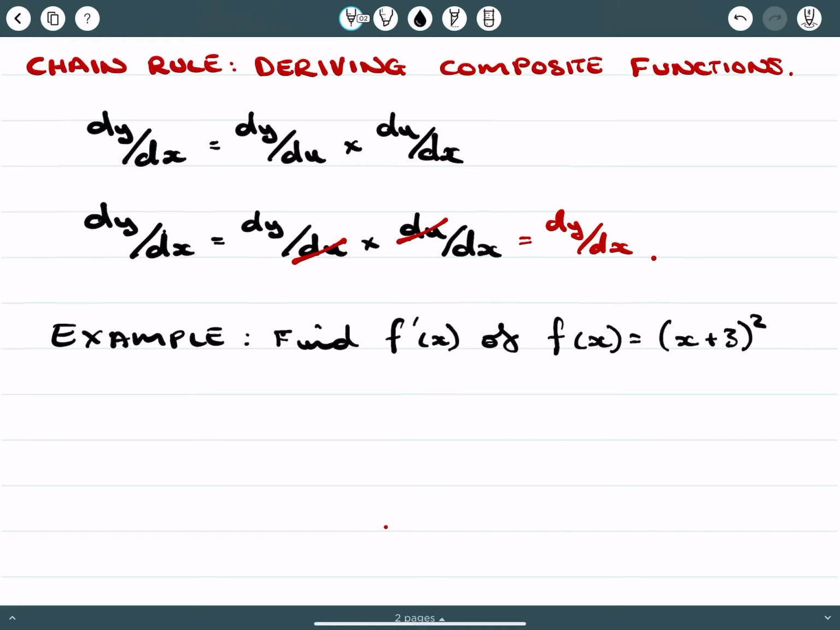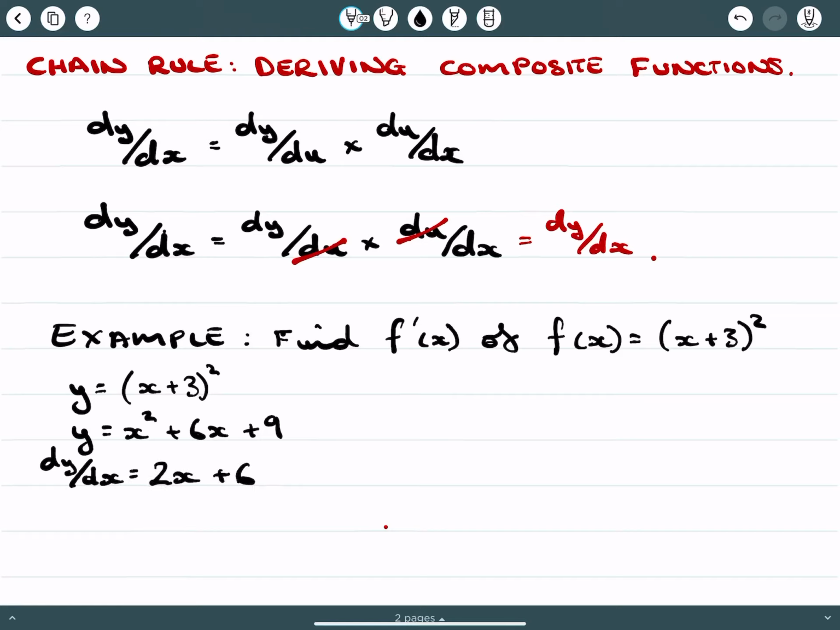If we were asked to find the derivative of f(x), with f(x) equaling (x + 3) all squared, what we may do, and I might just write it in terms of y initially, is write it as (x + 3) all squared. You might expand the bracket, and then find the derivative simply by deriving that expanded expression. However, the chain rule is quite effective because sometimes it's not so easy to expand a bracket.